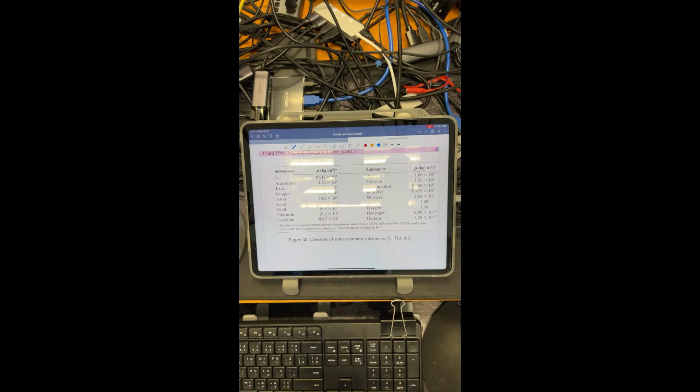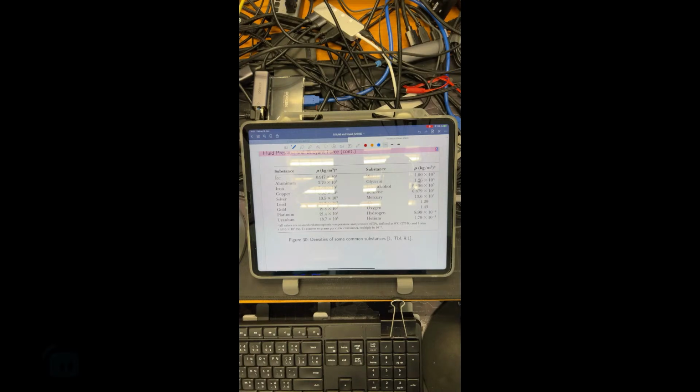Uranium, which is quite interesting for the end of this subject, has a density of 18.7 thousand kilogram per cubic meter. Everything here is on the 1,000 order, and also here for some liquids, water is 1,000.